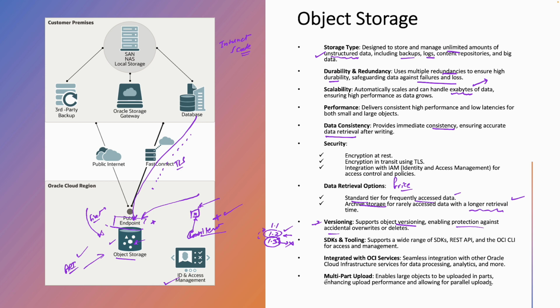Right. And another good thing about it is that it allows multi-part upload. What multi-part upload means is that it enables large objects to be uploaded in parts. So let's say this is a big picture or big video that you want to upload. You can divide it into different parts, and each can be uploaded separately, which helps in the uploading of large objects. So it enhances the upload performance and allows for parallel uploads. Very important, because if you are uploading such a big object in serial, it could take more time. But if you're doing it in parallel, then it can be done easily. That's why it allows the multi-part upload.